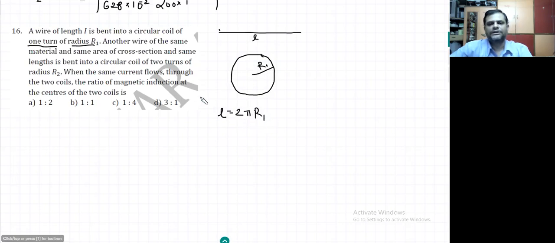Ye to humko isme se first question mein se jo diya hua information hai, usme se humko mil gaya, first statement mein se. Chalo, another wire of same material and same area of cross section and same length is bent into circular coil of two turns of radius R2. Now just see here, there is another wire. Now, suppose that you can just copy this wire as it is.